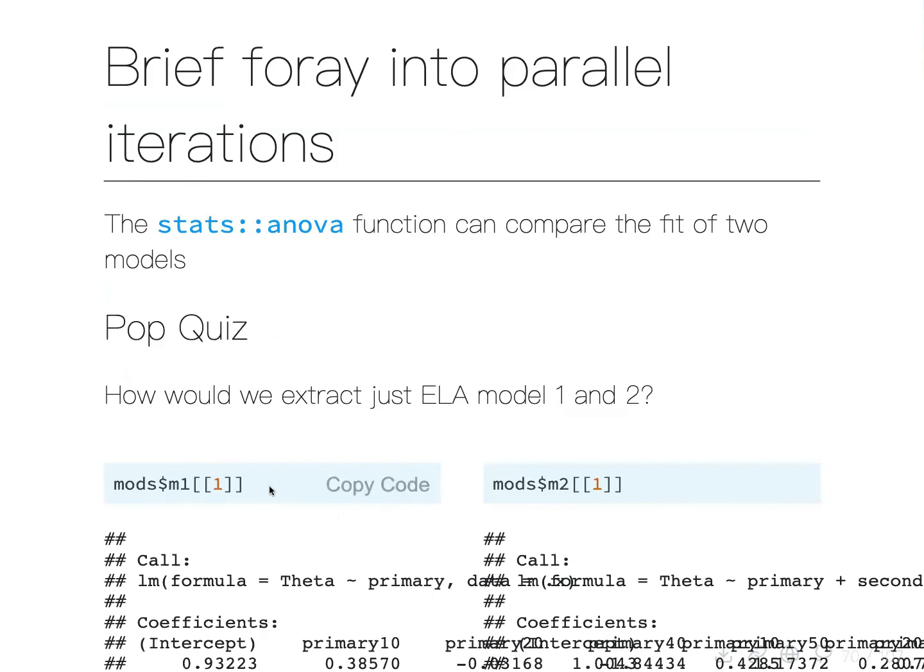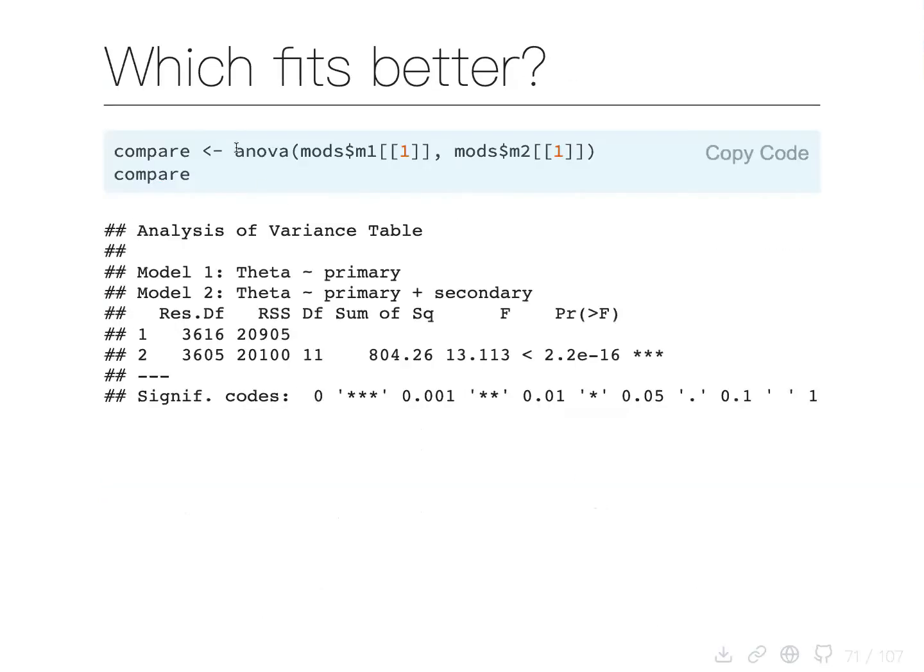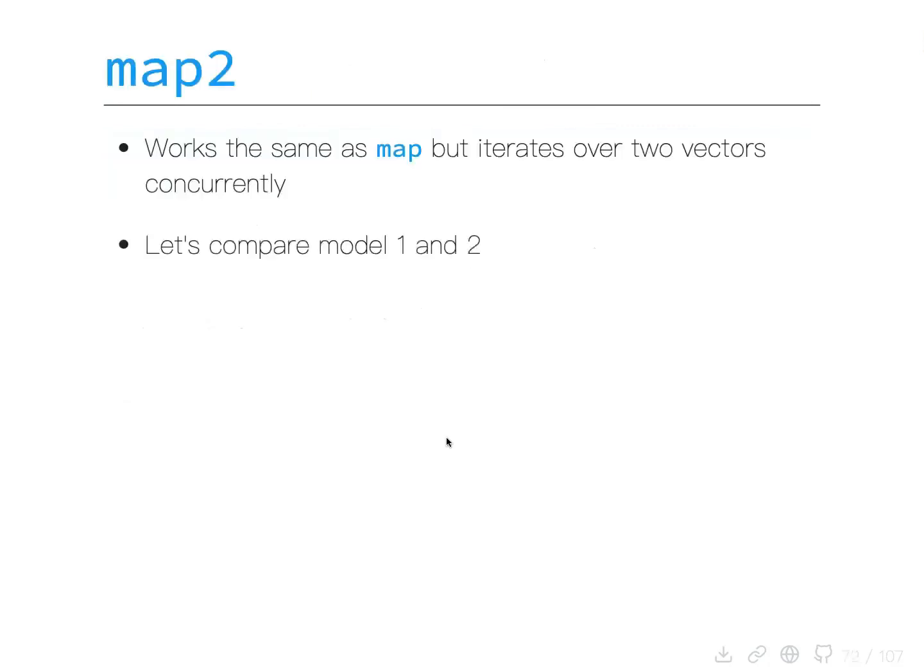If we wanted to compare these 2 models, so this is from the first row, which would be ELA. Here's model 1 and here's model 2 for the first row. The way we would do this is with ANOVA. So we would say ANOVA mods M1, mods M2, and we get this comparison in return.